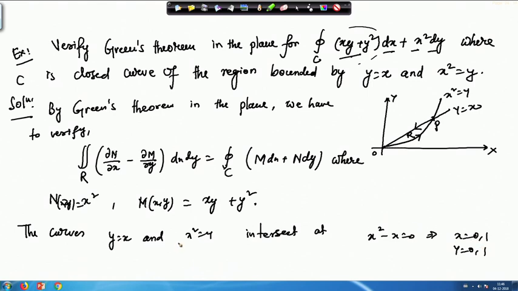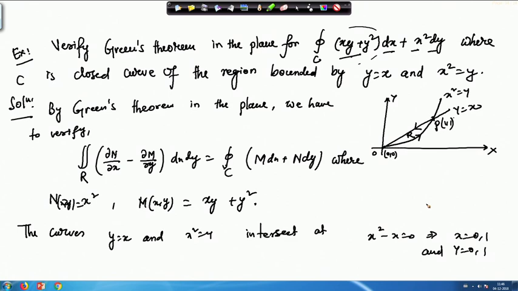So, we just solve these two equations and we will be able to obtain the points of intersection as (0, 0) and (1, 1). All right. So, we have these 2 points of intersection. Now, in order to verify Green's theorem, we first calculate ∂N/∂x and ∂M/∂y.